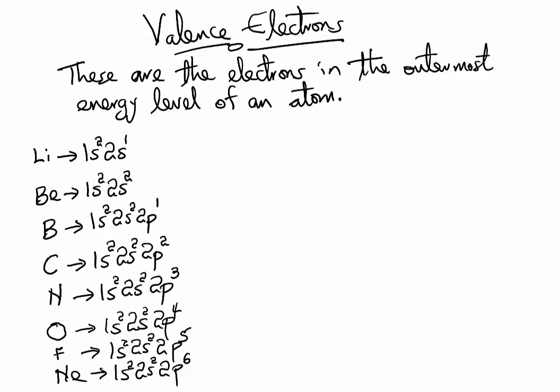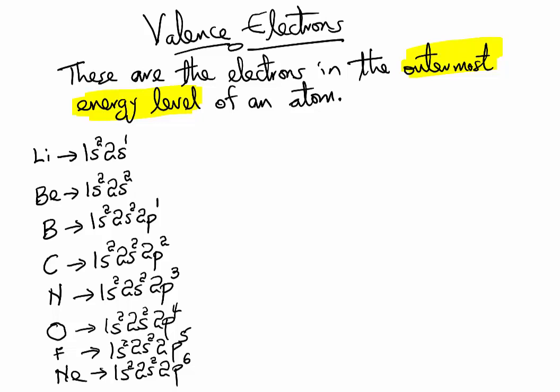What are the valence electrons? The valence electrons are the electrons in the outermost energy level of an atom. That is the operative phrase in this definition: the electrons in the outermost energy level. And what is the use for valence electrons? The valence electrons in an atom are essentially the only electrons that participate in chemical reactions.